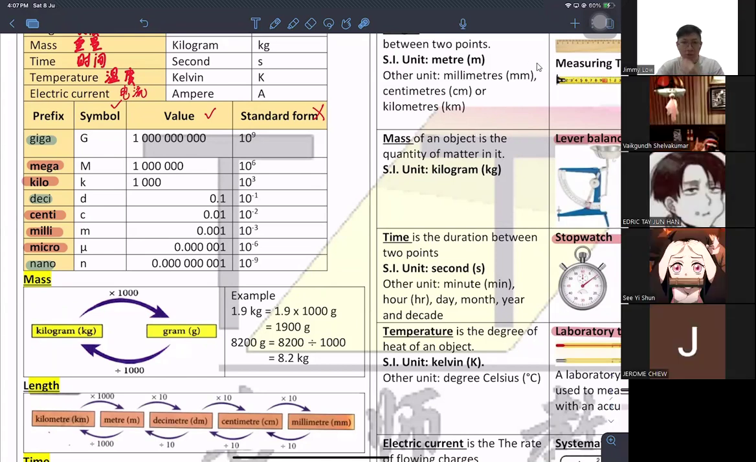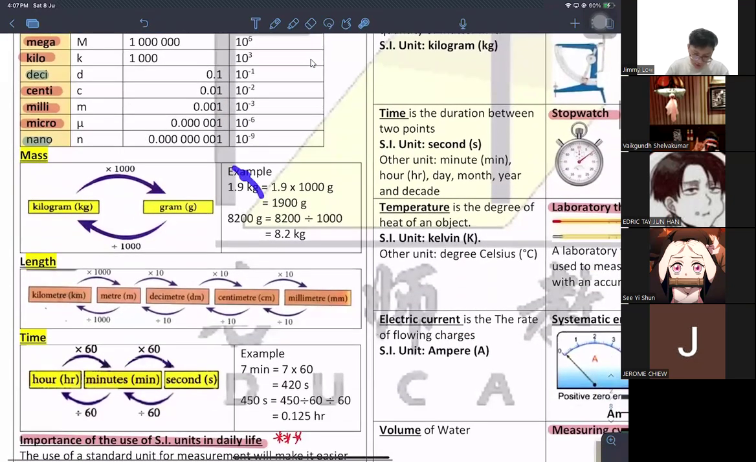Sorry, my dad was calling me. Then the value here, you have to know what the value is, like how many zeros do they have? And the conversion matters. How do you convert from the bigger value to the smaller value or from the smaller value to the bigger value? We are going to go through the practical part on this page.